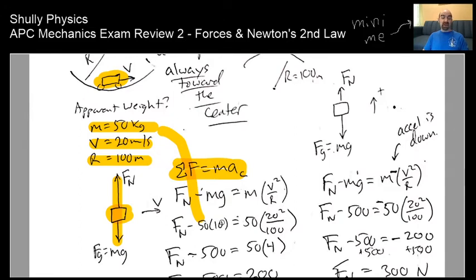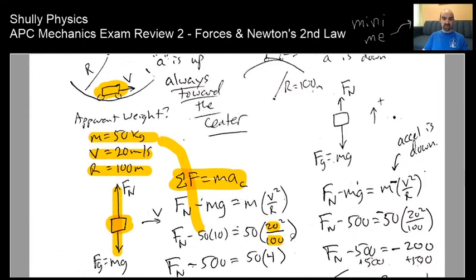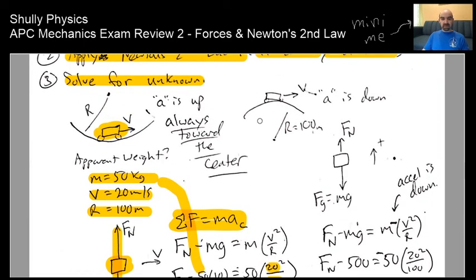The g is 9.8 or 10, so make sure you just show that in your work, whichever value you're using. The velocity over here is 20. The radius of the turn is 100, and we solved to get 700 newtons instead of 500 newtons, so you'd feel heavier in that case. If the car is at the top of a hill, you feel a little lighter in weight.